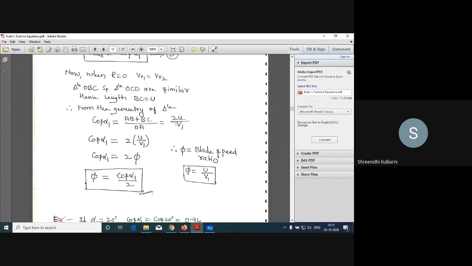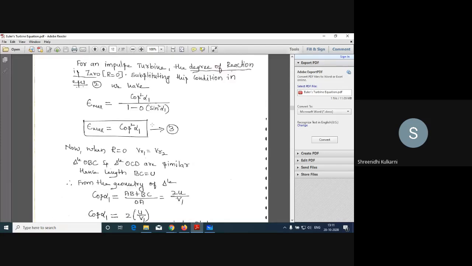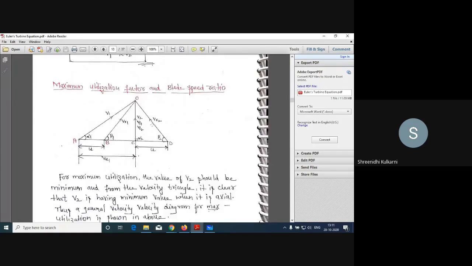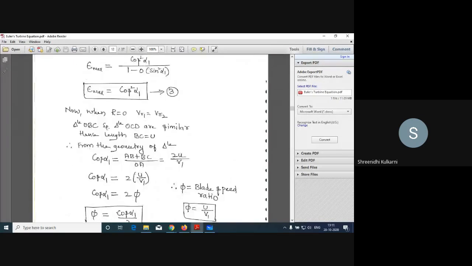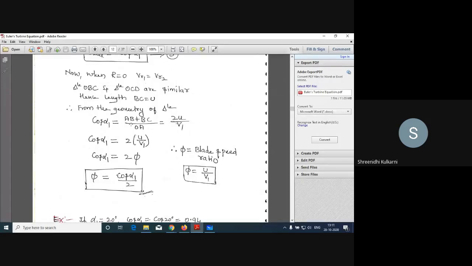And what is this? It's not adjacent, this is the hypotenuse. I'm sorry, this is the hypotenuse. So it is V1. So cos alpha 1 is AB plus BC divided by the hypotenuse, and the hypotenuse is V1. By considering this velocity triangle, we get cos alpha 1 is 2 into U by V1.